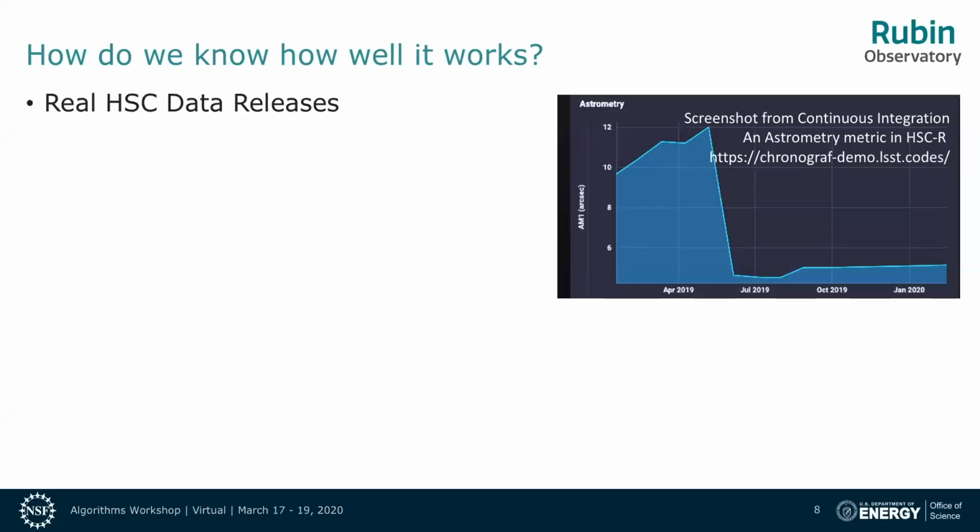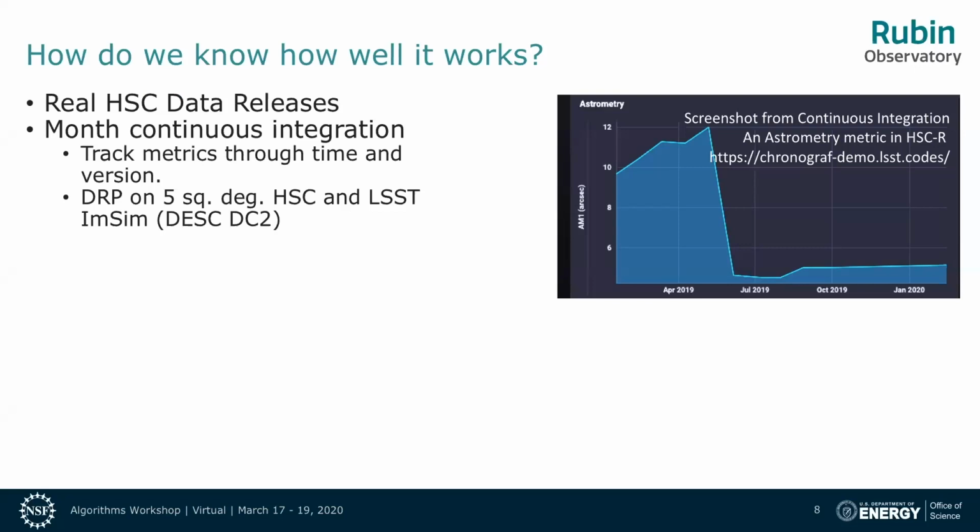So in addition to testing the LSST pipelines through these real HSC data releases, we also run a 5 square degree subset of this every month through our continuous integration system. And we have a number of metrics for various performance aspects of the pipeline that we track through time and version number.